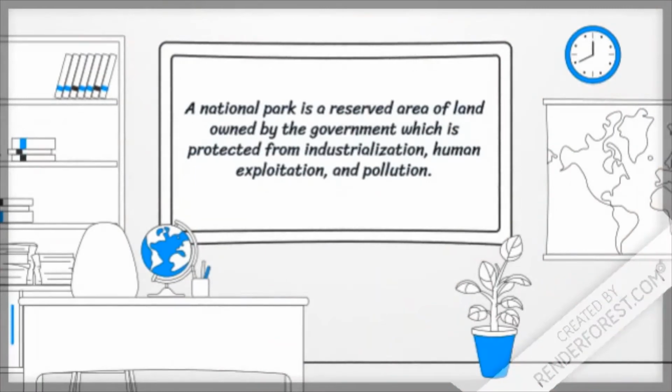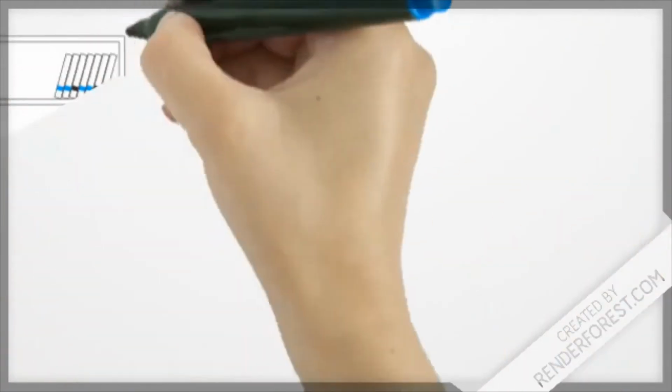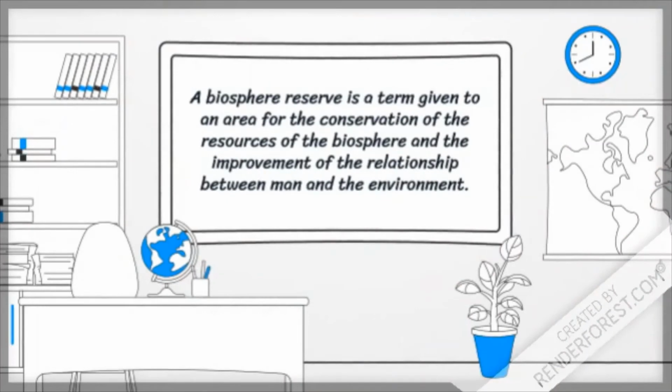National park. A national park is a reserved area of land owned by the government, which is protected from industrialization and human pollution. Aspects of biosphere reserves. A biosphere reserve is a term given to an area for the conservation of the resources of the biosphere and the improvement of the relationship between man and the environment.